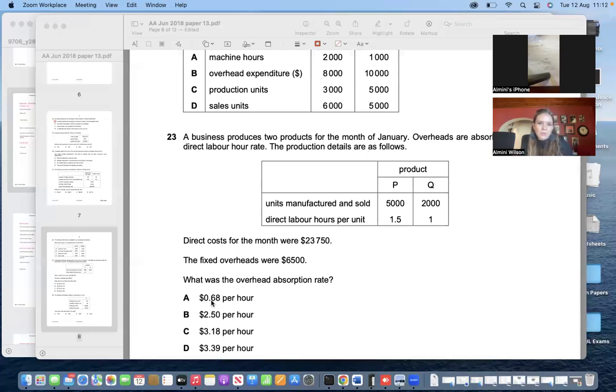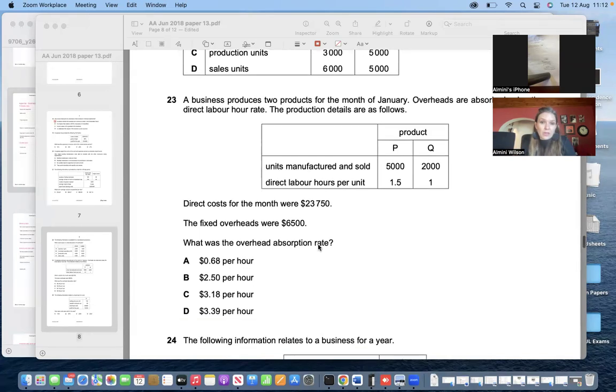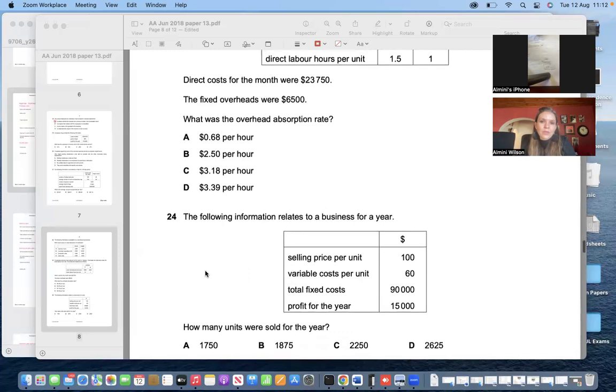Let's see if there's an option like that. Yeah, 0.68. And then obviously if this was paper 2, you'd have to say per labor hour. Okay, obviously here with the direct costs per month, we ignore that. We want fixed cost. We don't want variable or anything else like that. That's for 23. We're saying A.